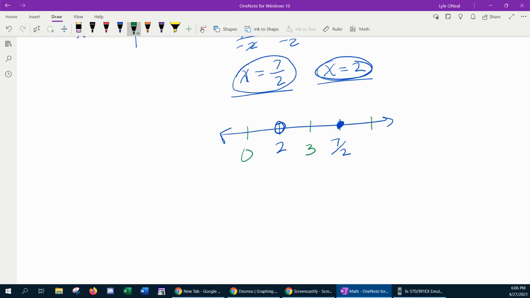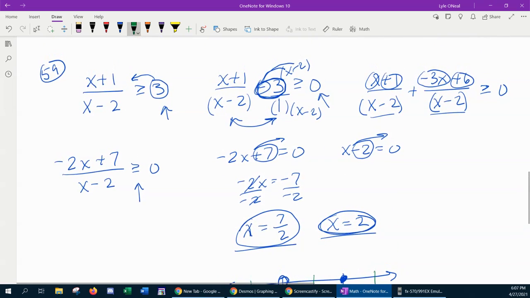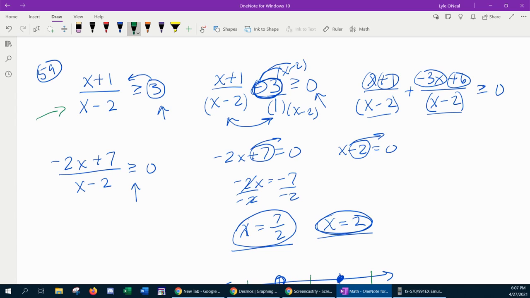And then I need a test point bigger than 3.5. I'm going to go with 4. Yeah, no, I'm going to go big. Let's go with 10. Remember, you can pick whatever you want, as long as it's in the region. Now, these test points need to be plugged back into either the original problem, that would be the safe bet, or you can plug them back into this inequality where it's strictly greater than or equal to 0.